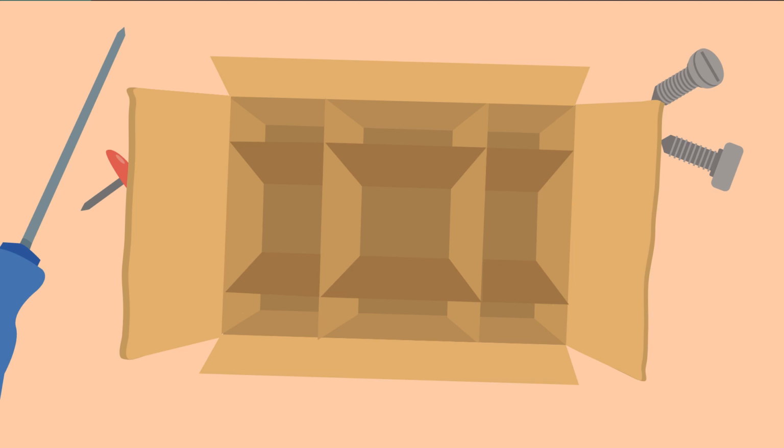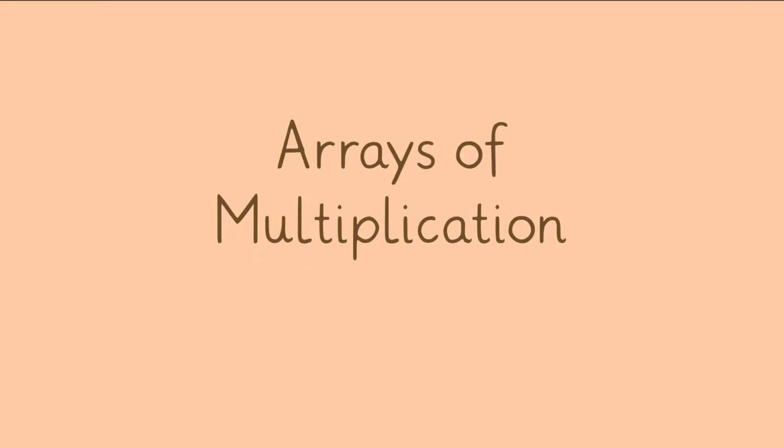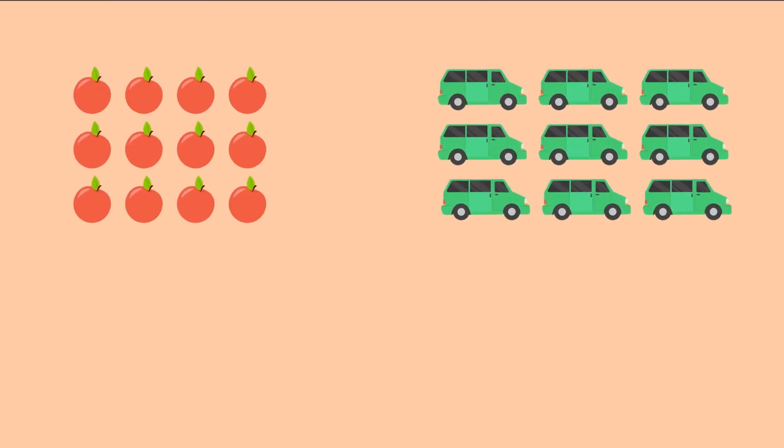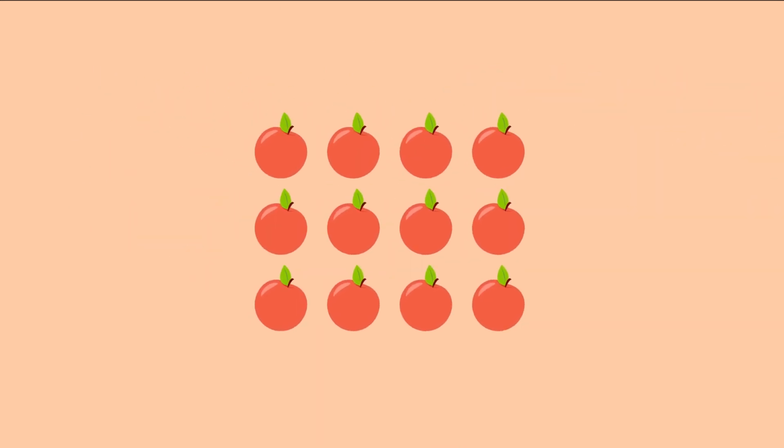But they will need our help to organize with arrays of multiplication. An array is a model that can be used to find the product or total of a multiplication problem. We use arrays to lay out multiplication problems in rows and columns, then count the number of marks to find the product. When drawing your own array, it's common to use X's, dots, or circles.